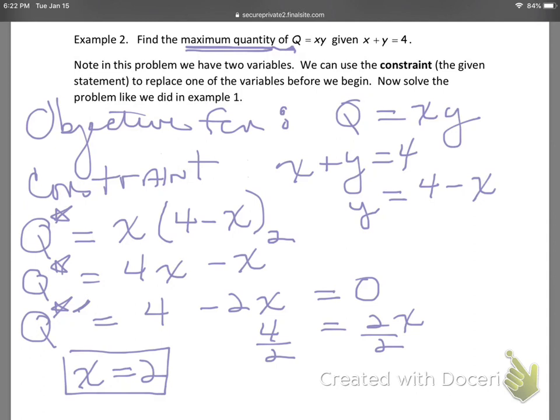In this situation, I only have one critical value. It is 2. But I'm going to test for it because I want to make sure that this particular critical value leads to a max. So on the next page, we will keep our work going.